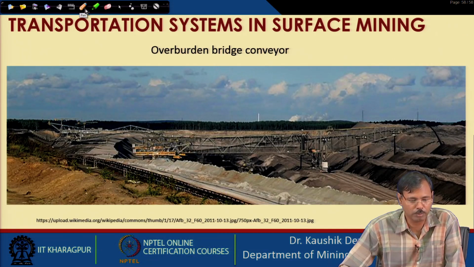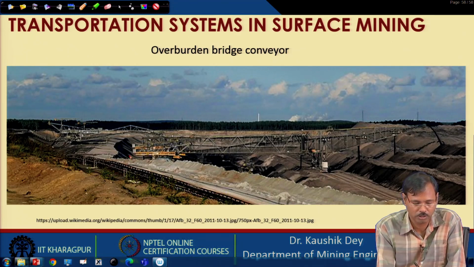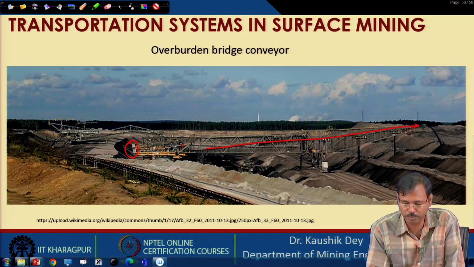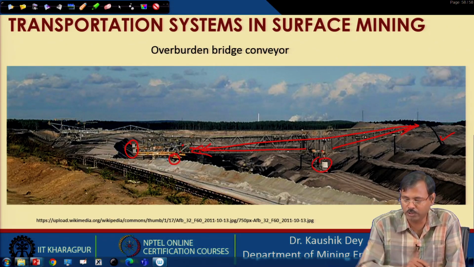This is called overburden bridge conveyor. In this overburden bridge conveyor, as the material is removed at this position, this material is directly taken into this overburden bridge, and this long bridge conveyor takes this material, supported like this, and transfers it to the overburden dump. You can see this is one long discharge boom, this is a long receiving boom, and one support is at this position, another support at this position. This is the way this machine operates.